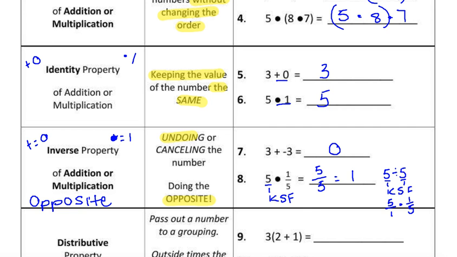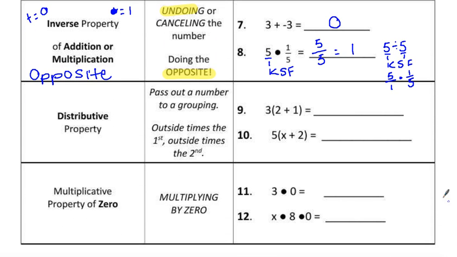The next property that we have is the distributive property, and you are passing out a number. So pass out to a grouping, and the rule is outside times the first, outside times the second. Now the word distribute means to pass out. So your teacher will distribute your tests to you whenever she is returning them to you, or he is returning them to you.